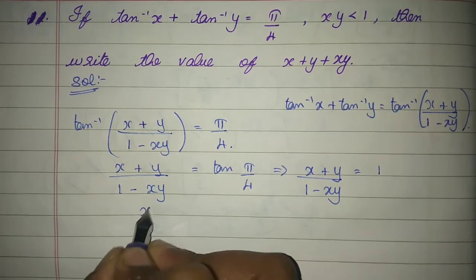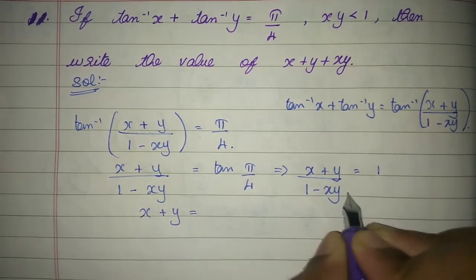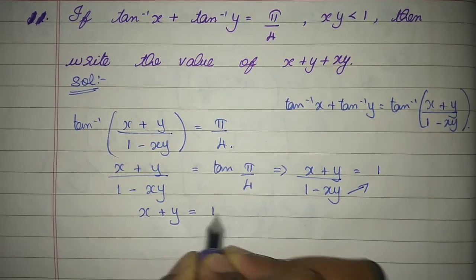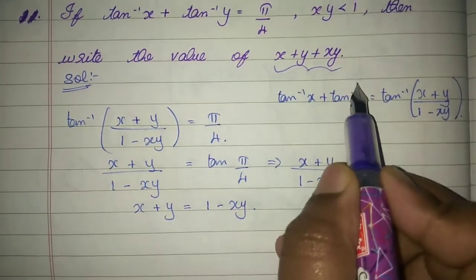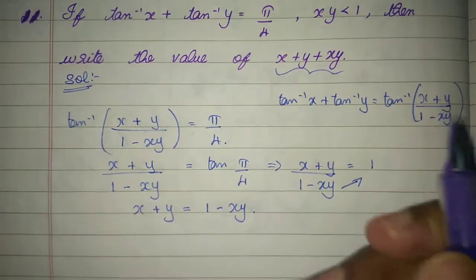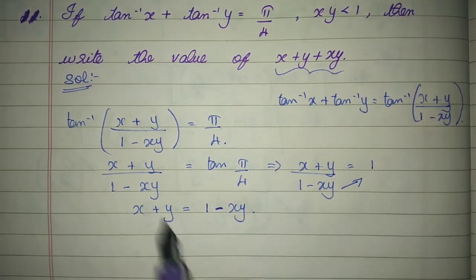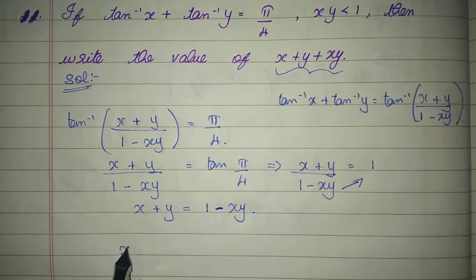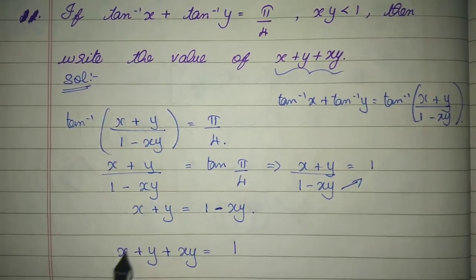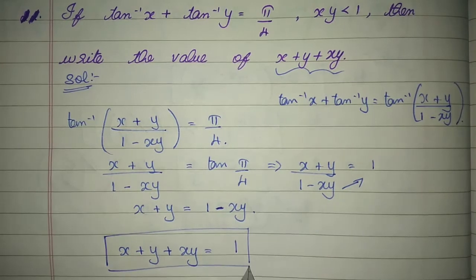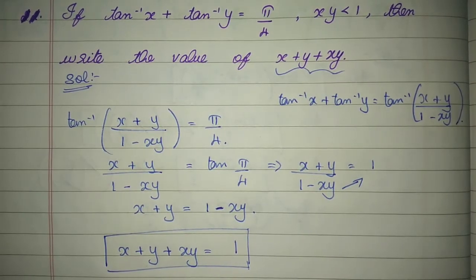So I will have x plus y is equal to, I will cross multiply, 1 minus xy. Did you reach here? x plus y plus xy. Yes, no, this is subtraction. You can take it to LHS. So x plus y plus xy is equal to 1. Therefore, the value of x plus y plus xy is 1.